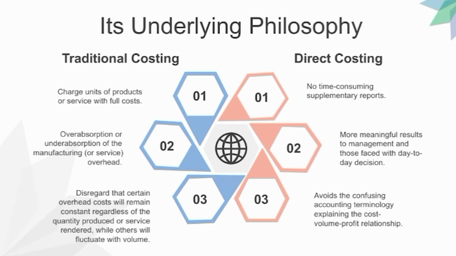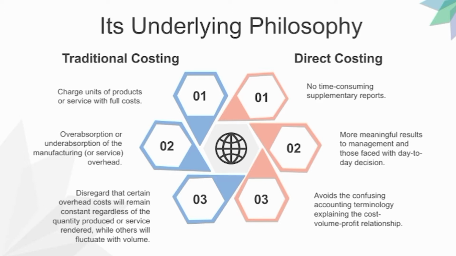The first one is that it charges units of products or service with full cost, which will result in over-absorption or under-absorption of the manufacturing or service overhead. And the third one, it disregards that certain overhead costs will remain constant, regardless of the quantity produced or service rendered, while others will fluctuate with volume. And then in the 1930s, the direct costing method was introduced to overcome all those shortcomings.